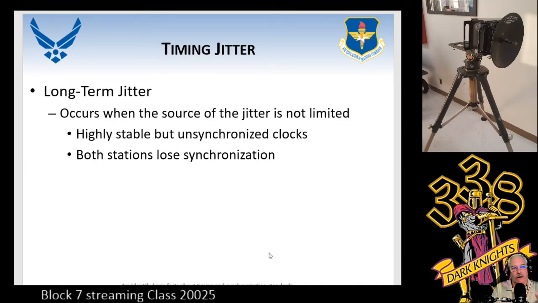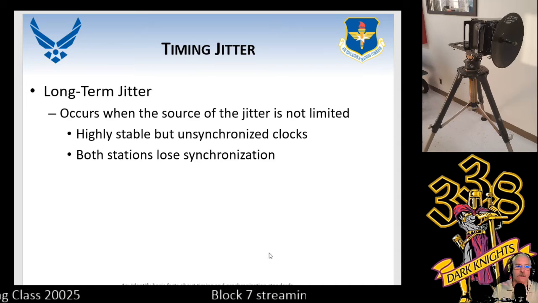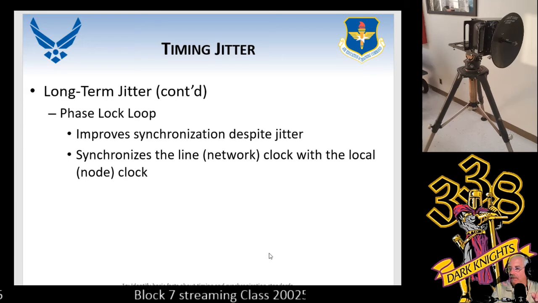We also have something called long-term jitter. Now this one's based off of what they classify as unsynchronized clocks. In other words, you got one clock on one end and another clock on another, and the delay in time that it takes to go from point A to point B means that it will be unsynchronized by the time it gets there. The whole idea behind that one is we use something called phase lock loop to compensate for it. It doesn't correct it, it compensates for it to get everything back in time.